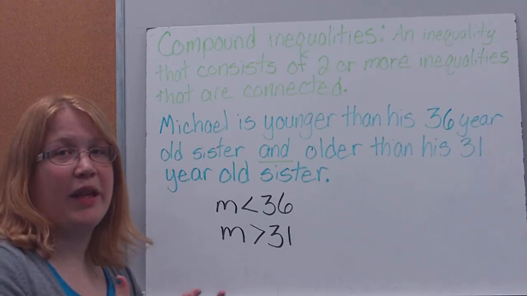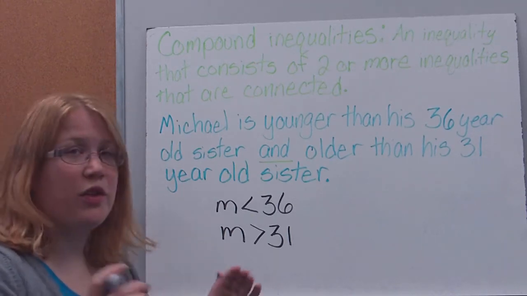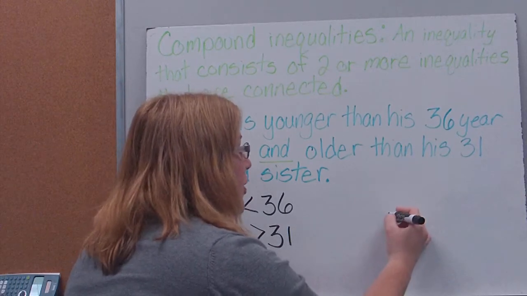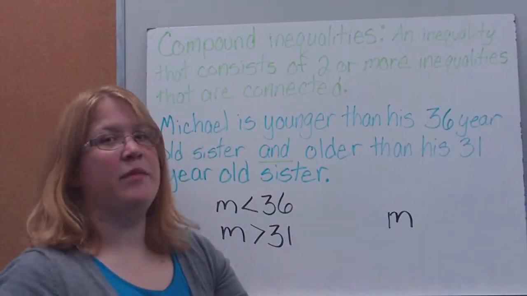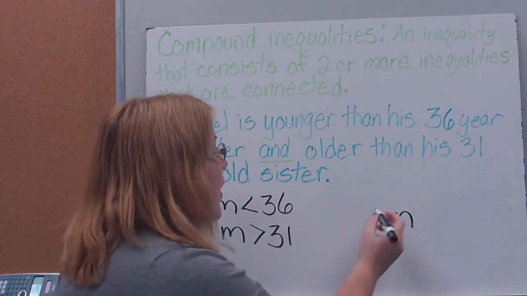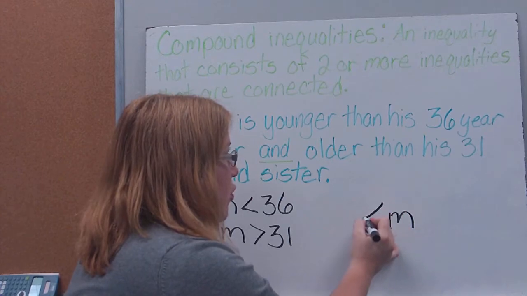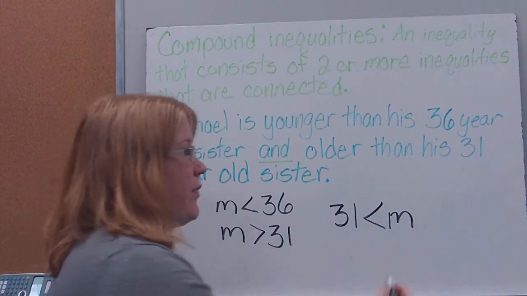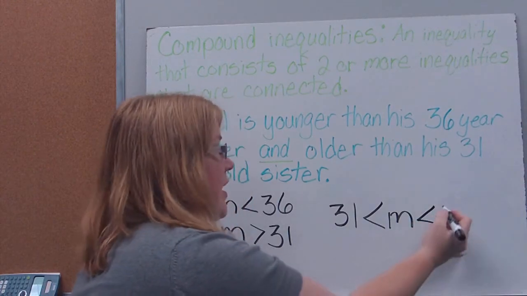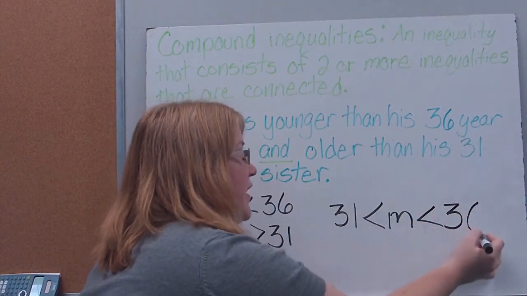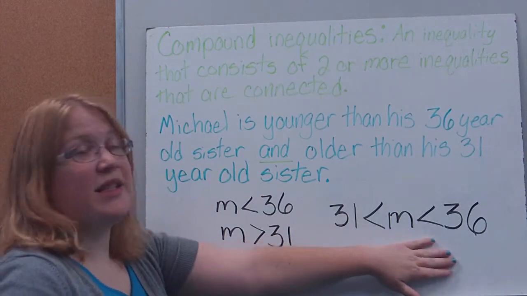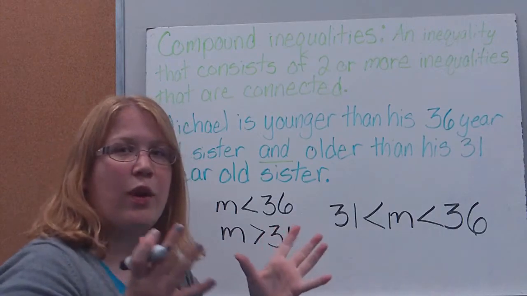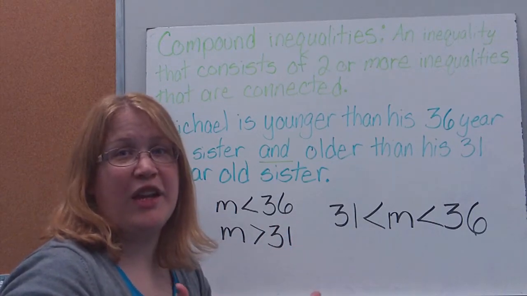However, I want a compound inequality because actually what you'll notice is that means he's sandwiched in the middle. So we're going to put, I'm using the variable m since his name is Michael, in the middle. So I know that he is greater than 31 years. I also know that he is less than 36 years. So this is just a compound inequality. You'll notice I've got the numbers on either side. Now I've basically given you a range of ages he could be.